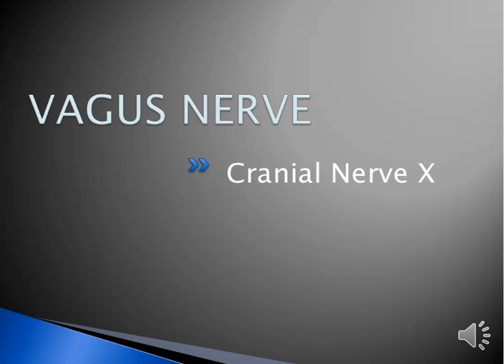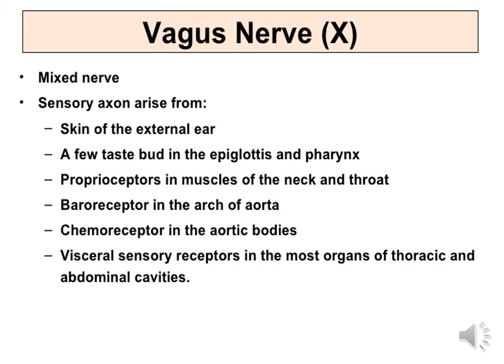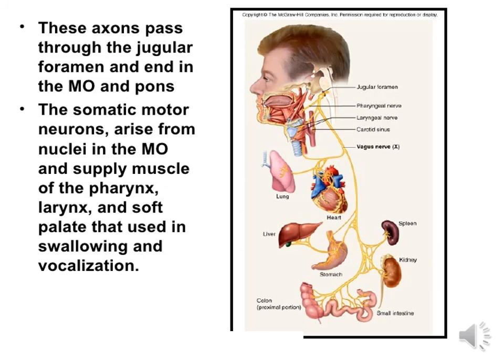The tenth cranial nerve is the vagus nerve. The vagus nerve is a mixed nerve. The sensory axons arise from the skin of the external ear, a few taste buds in the epiglottis and pharynx, proprioceptors in the muscles of the neck and throat, baroreceptors in the arch of the aorta, chemoreceptors in the aortic bodies, and visceral sensory receptors in most organs of the thoracic and abdominal cavities. These axons pass through the jugular foramen and end in the medulla oblongata and pons.